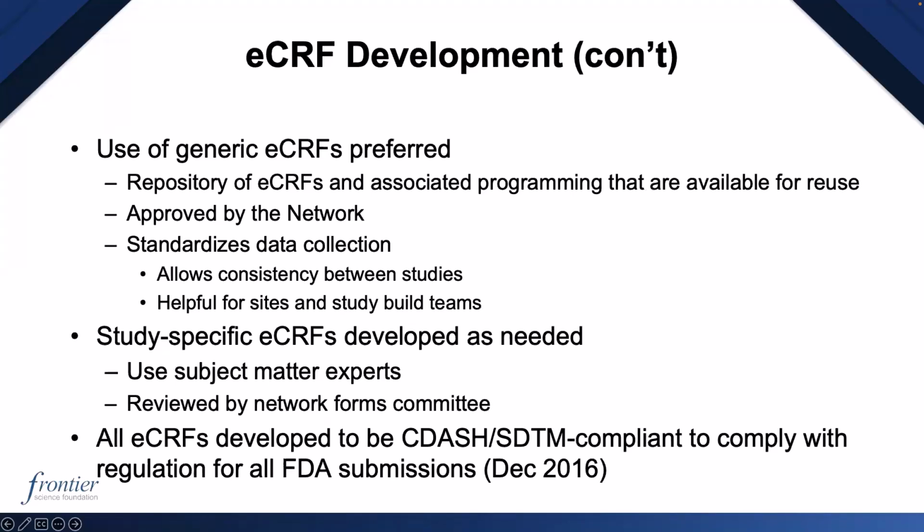And whenever possible, the use of generic eCRFs is preferred. Generic eCRFs exist in a repository at Frontier Science, and they're available for reuse by multiple studies. The benefit of using a generic form is that it's already been approved by the Network Forms Committee. And at the same time, this helps to standardize data collection. It allows for consistency between studies, and it's helpful for the sites and the study build teams.